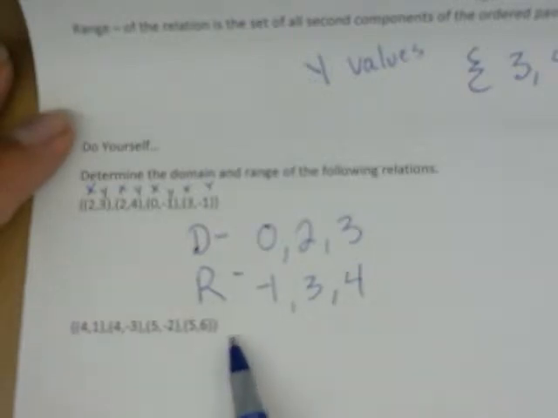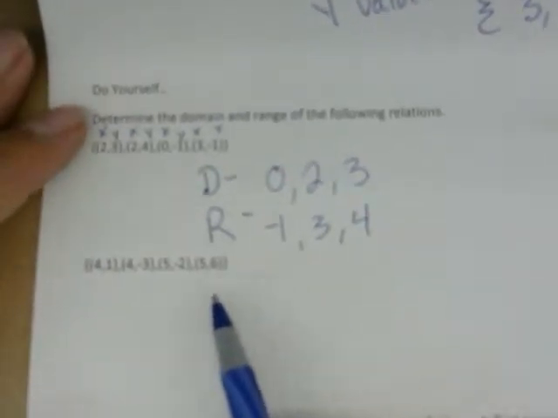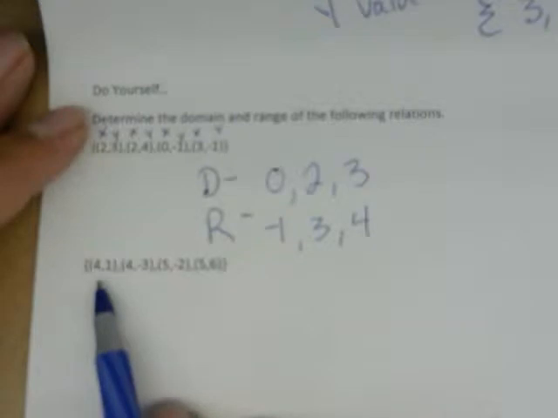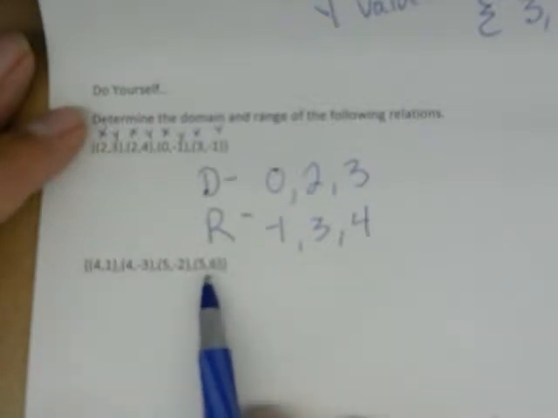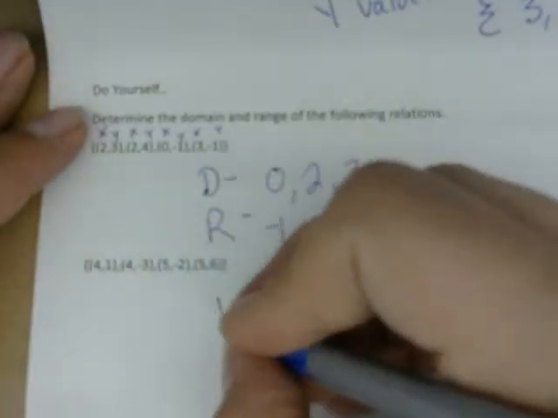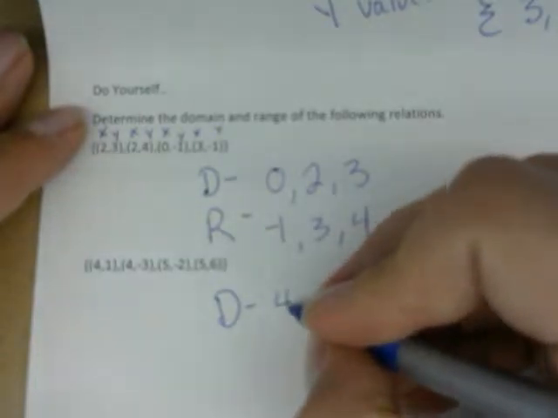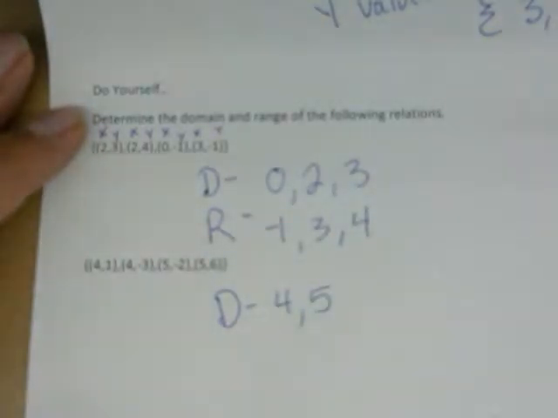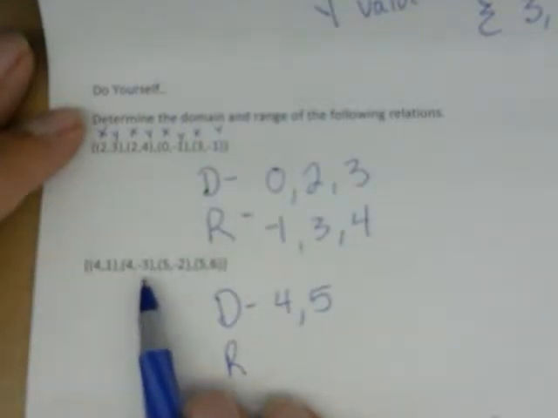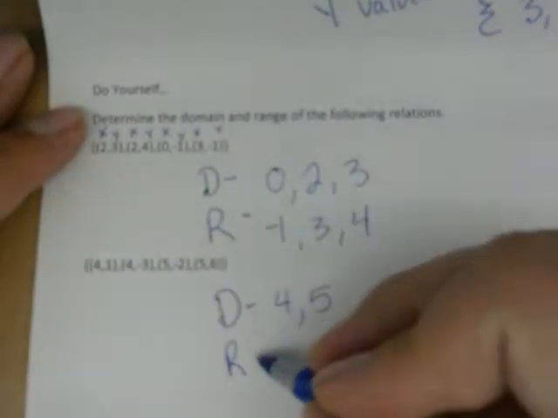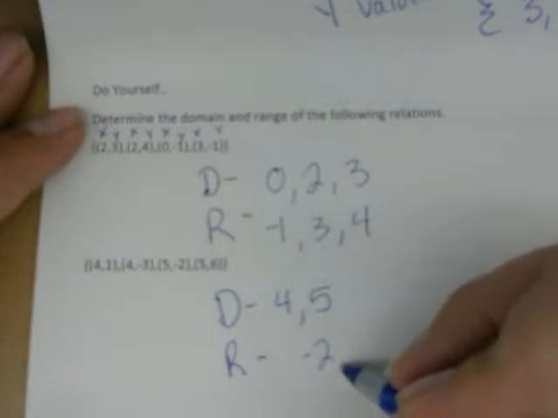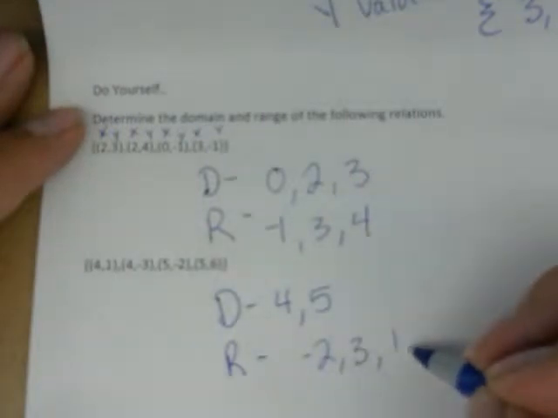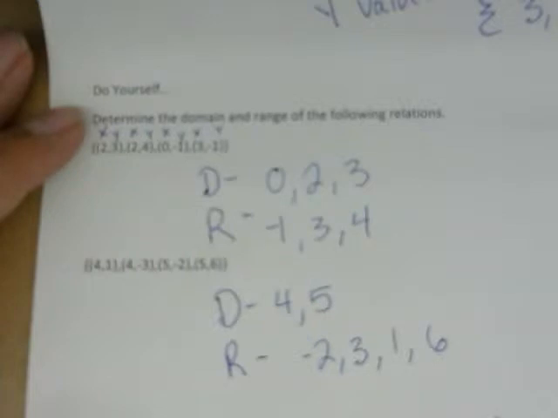The next problem, you have 4, 5, and 5. So my domain would just be 4, 5. My range is a 1, a -3, a -2, and a 6. So you'll get -3, -2, 1, 6. Okay, so far so good, hopefully.